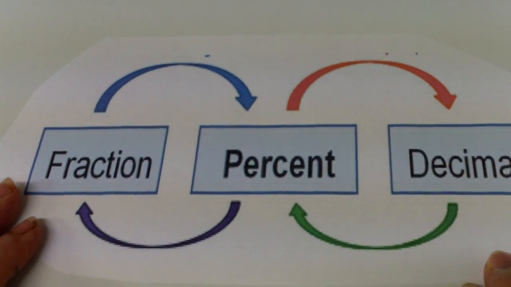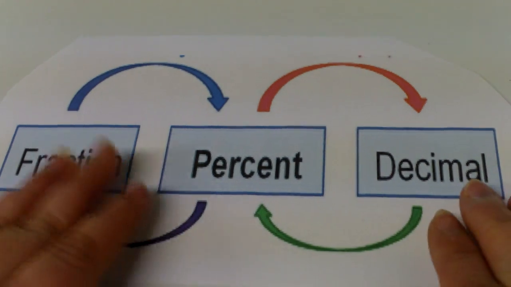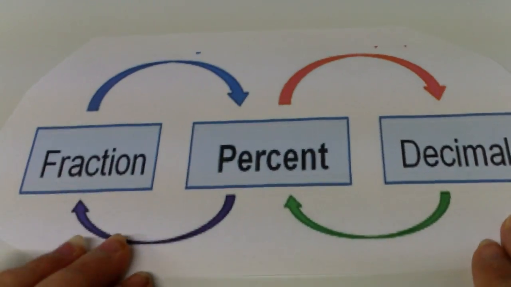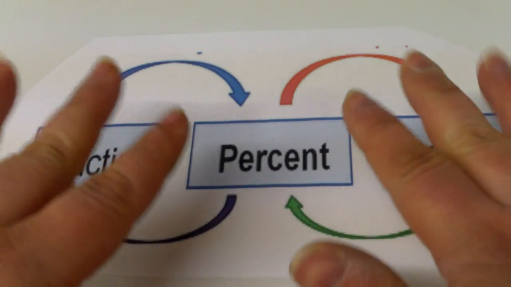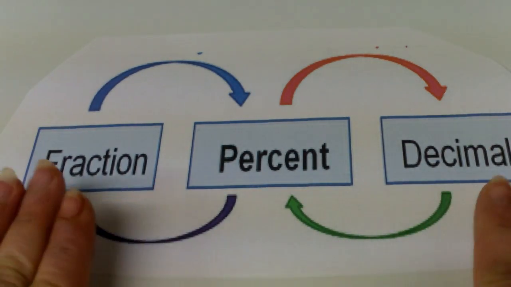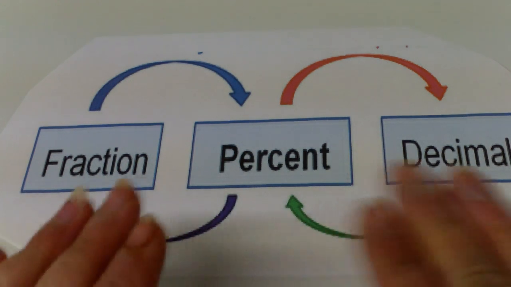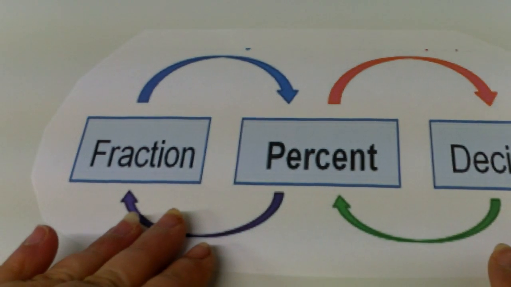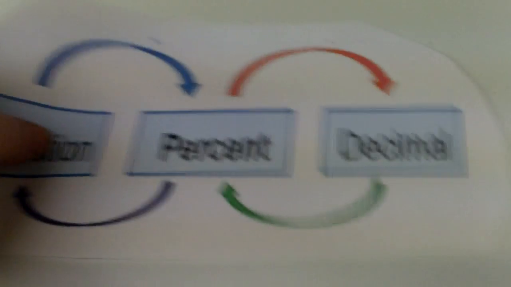Now, how do we go back and forth between all of those? That's our main goal, folks. We want to make sure that you're confident on being able to go back and forth. Fraction to percent, percent to decimal, decimal to fraction. Now, all that moving around can maybe leave you a little dizzy, but we're going to try and break it down, and it'll be smooth sailing as you move back and forth between one version of the number and the other.